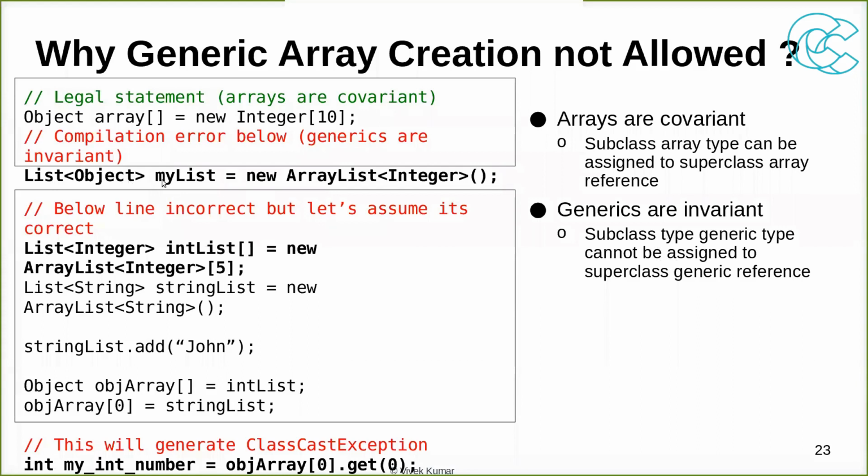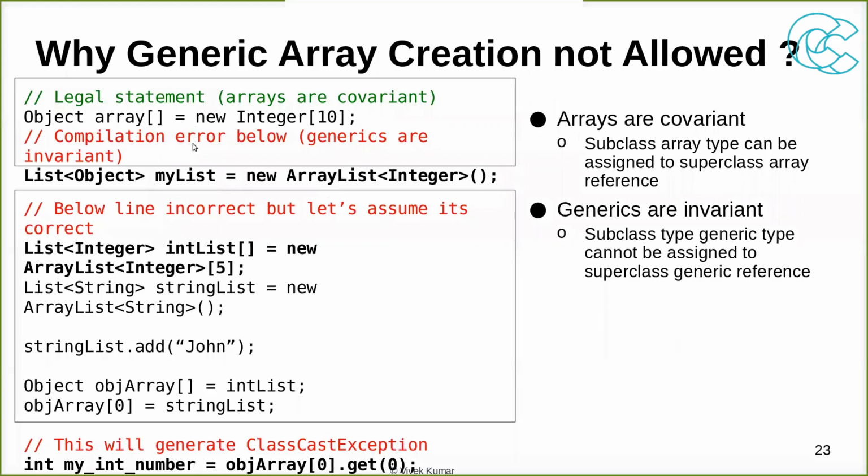So you have an array on both sides. But on the left hand side, you have the array to be of type object, and on the right hand side, you have the array to be of type integer. So although integer is a subclass of object, you cannot make this assignment in generic type arrays. But in regular arrays, you can do this.